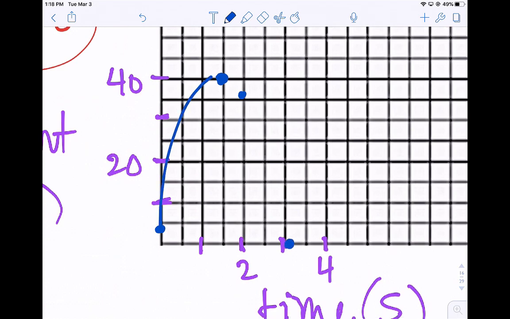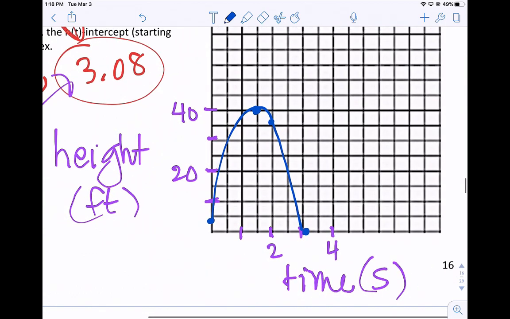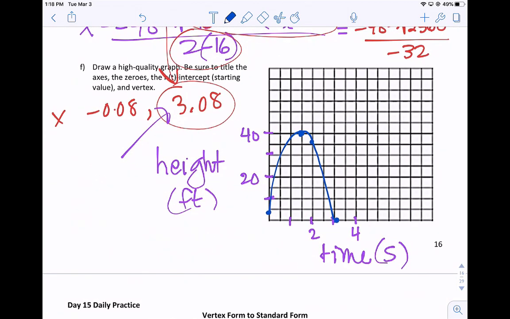So here is our quadratic. Oops, that's not great. Okay, so that's your high quality graph when you're graphing all the important pieces of information. So practice reviewing today and also putting everything together and drawing your high quality graph.